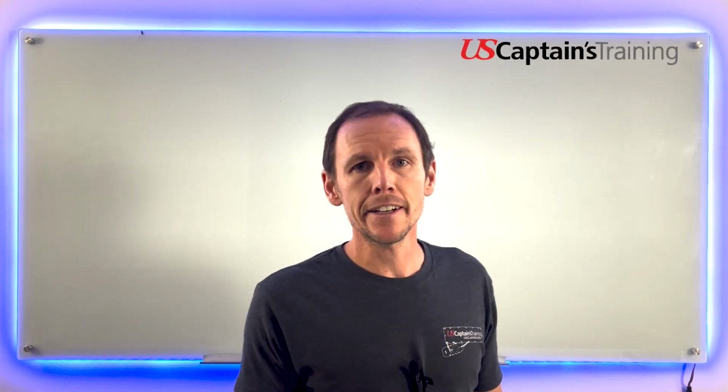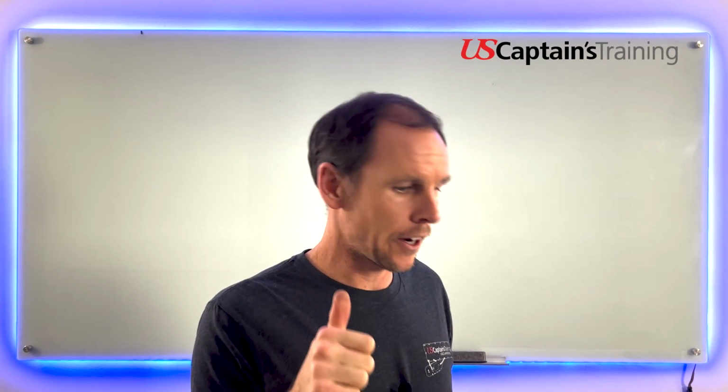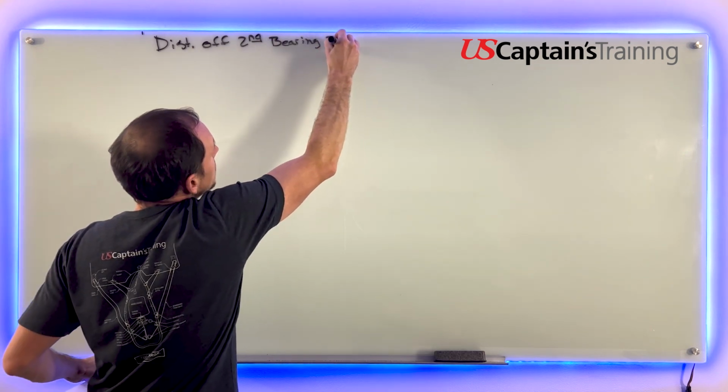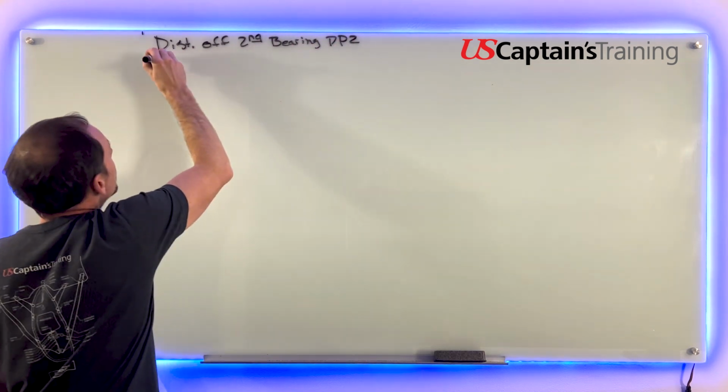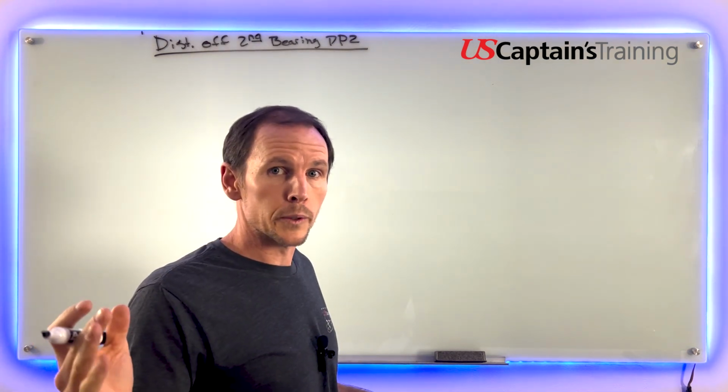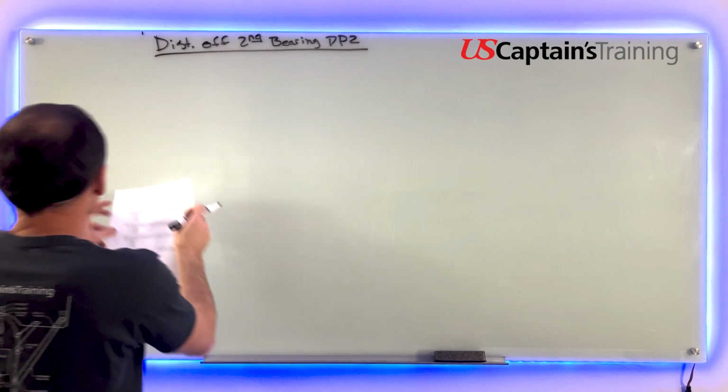Distance off second bearing, practice problem 2. Here we go. First thing we do, we read the problem and extract all the information we need out of the problem.